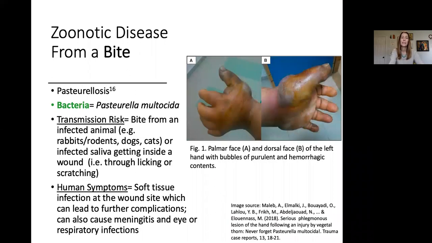An example of a zoonotic disease that can come from an animal bite is pasteurellosis. Pasteurellosis is a bacteria. It can come from the bite of an infected animal, and so the infected saliva can actually get inside of the wound if an animal bites and breaks the skin. But it can also occur when an infected animal licks a wound. So you would really want to be careful if you have any patient population or any clientele who have broken skin. You wouldn't want an animal that could potentially be infected to lick or be able to get their saliva near that open wound.